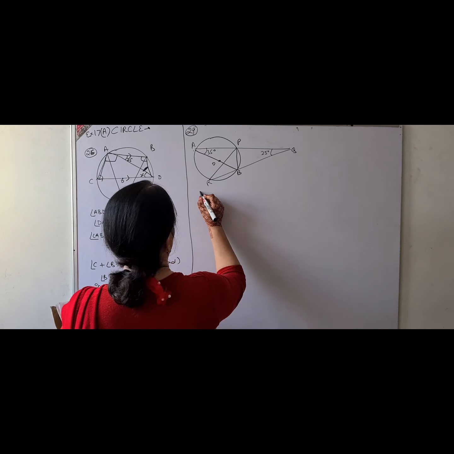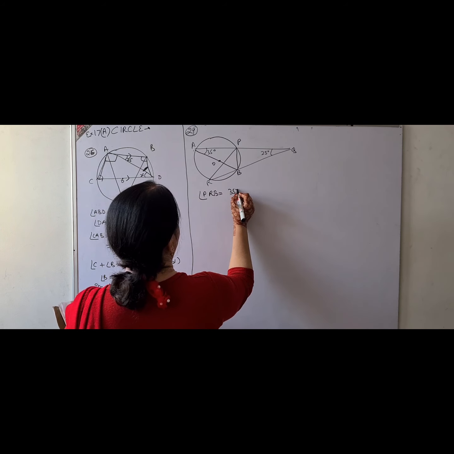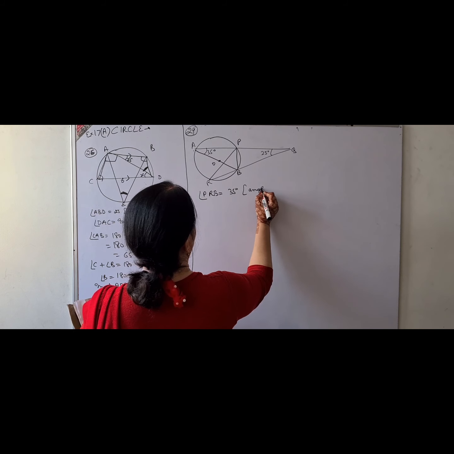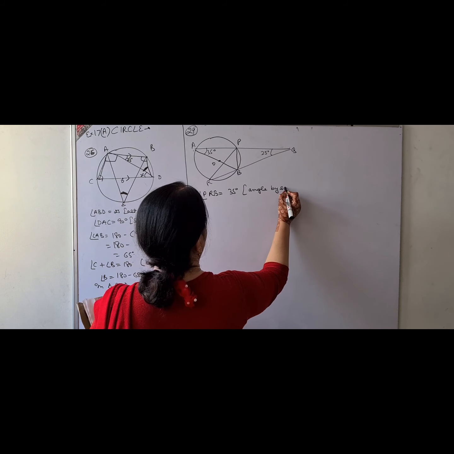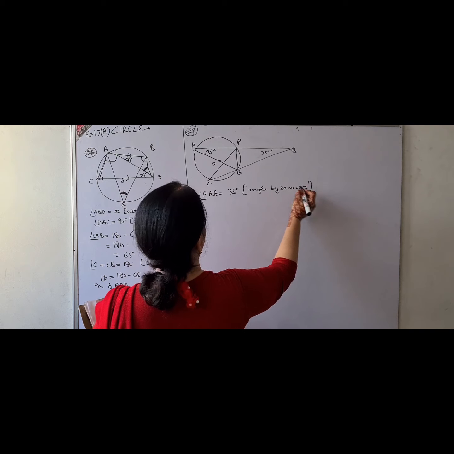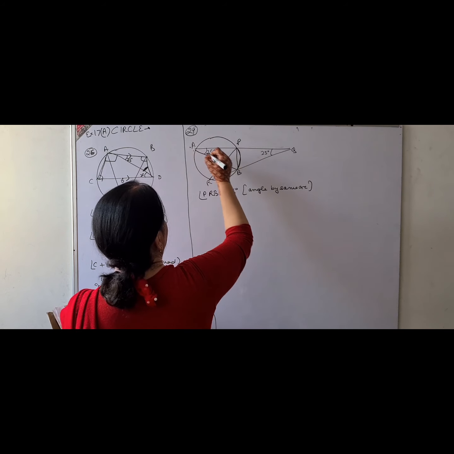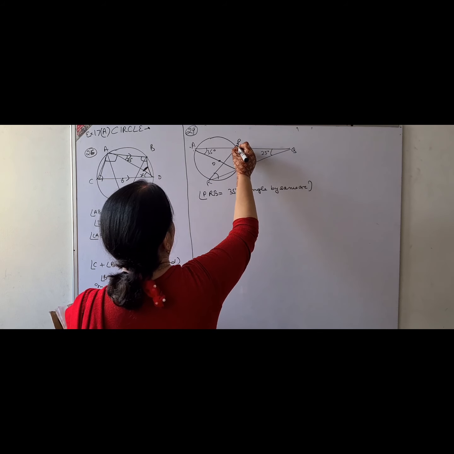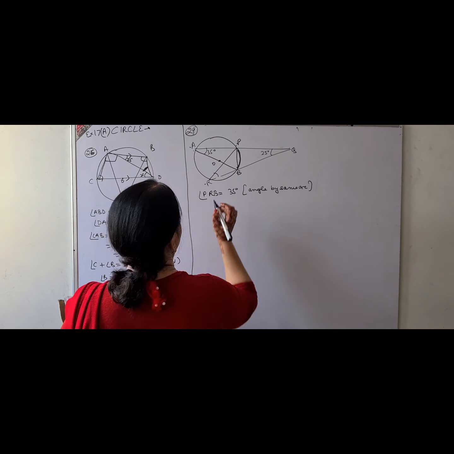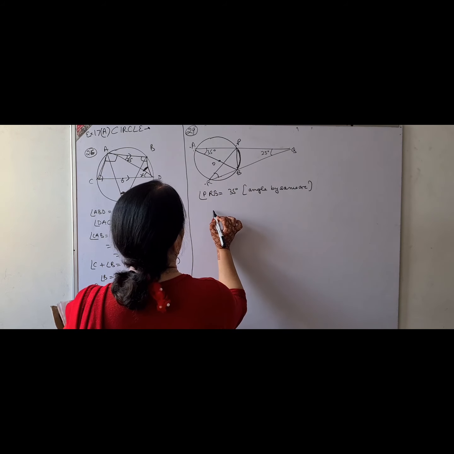First question is PRB. PRB is equal to 35 degree, angles by the same arc. See, PB is the arc making PAB and PB arc is making PRB, and I have given you the result that angles made by the same arc are equal.